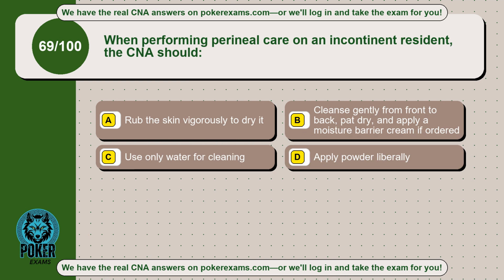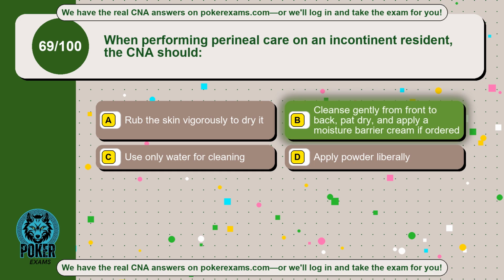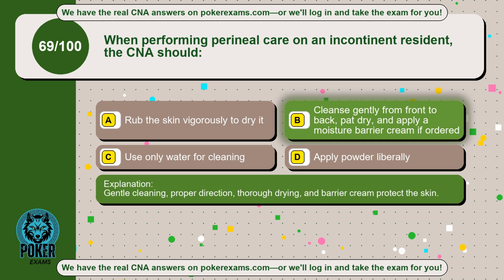Question 69. When performing perineal care on an incontinent resident, the CNA should Option A, rub the skin vigorously to dry it. Option B, cleanse gently from front to back, pat dry, and apply a moisture barrier cream if ordered. Option C, use only water for cleaning. Option D, apply powder liberally. The correct answer is option B, cleanse gently from front to back, pat dry, and apply a moisture barrier cream if ordered. Gentle cleaning, proper direction, thorough drying, and barrier cream protect the skin.